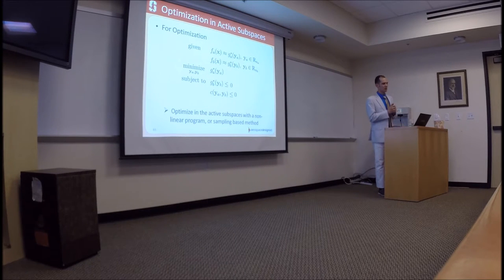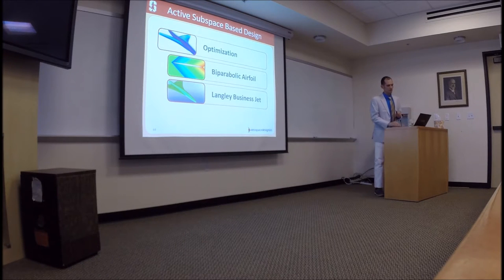Because the surrogate model is built in active subspaces, it means that we have to treat any result that comes out of this as an approximation. Generally, designs that are found through this approach need to be followed up with a gradient-based optimization in the full space to refine the result. But as I'll show, the surrogate-based approach is able to identify a region of the design space that's close to the optimum so that fewer gradient-based optimization evaluations are required. So now I'll show you the results that rely on this strategy. I'll look at two problems, the biparabolic airfoil and the Langley business jet.